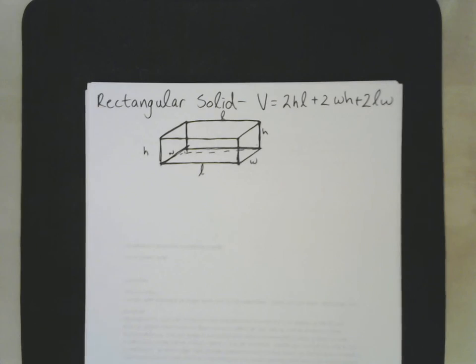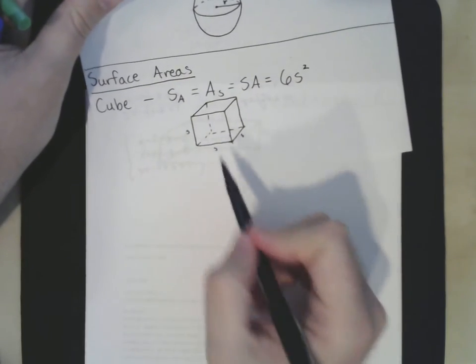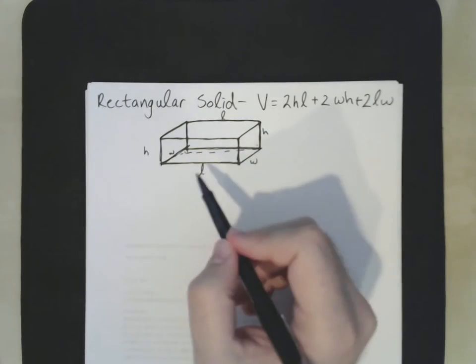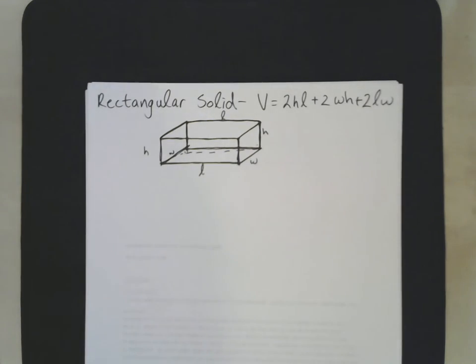Now this collapses back to the cube version. Remember, the cube is special. It has all the same length sides, whereas the rectangular solid has different length sides. And so this collapses into the formula for the cube.